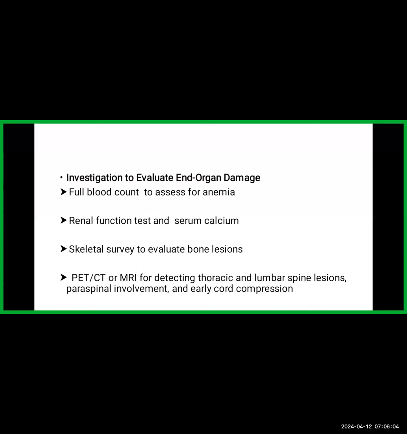If I want to do investigations to evaluate end organ damage, I'll do a full blood count to assess for anemia, renal function test, and to check the serum calcium. A skeletal survey will help to evaluate bone lesions. A PET, CT, or MRI for detecting thoracic and lumbar spine lesions or paraspinal involvement, or if there's an early cord compression.